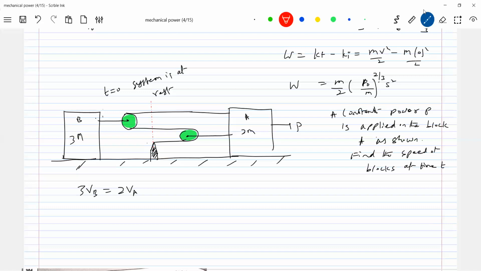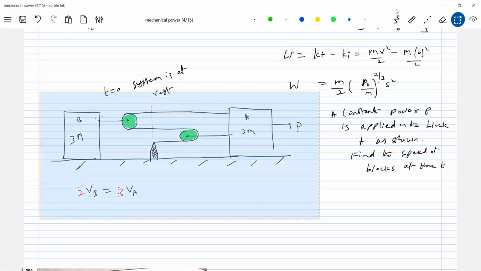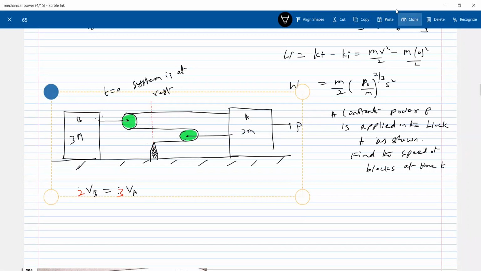I'm taking this one. 2VB equal to 3VA. Change in length of this part of strings will be corresponding to displacement of block A. Change in length of these two corresponds to displacement of block B. Now, when you apply power P, what are the forces that will be acting on the system? We applied a power, what does it mean?